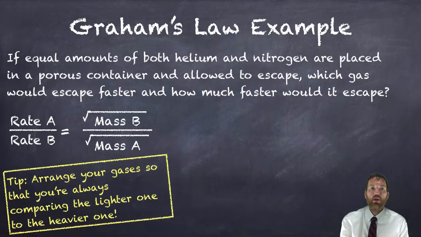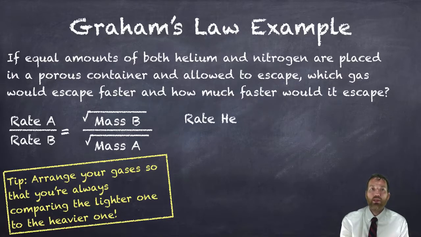Okay, so here's a tip. Always arrange your gases so that you're comparing the lighter one to the heavier one. If you do it the other way around, you're going to get a decimal. And it's not that that's wrong, it's just that it's a little more awkward to say that the nitrogen would move a third as fast as helium rather than helium moving 3 times faster. We like to use whole numbers in Graham's law problems. Again, you won't be wrong if you do it the other way, but it's helpful to always compare the lighter gas to the heavier gas so that when you flip them, the heavier number is on top and the lighter number on the bottom, and you get a whole number when you do your division.